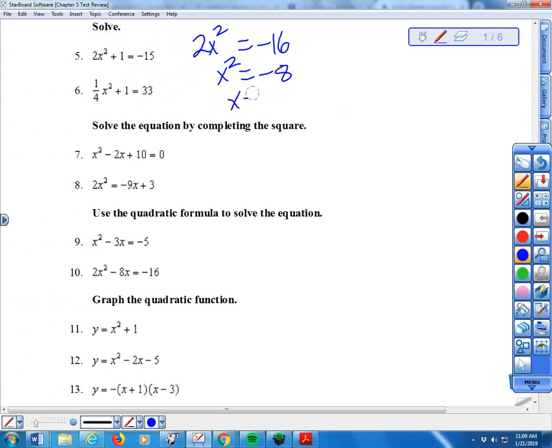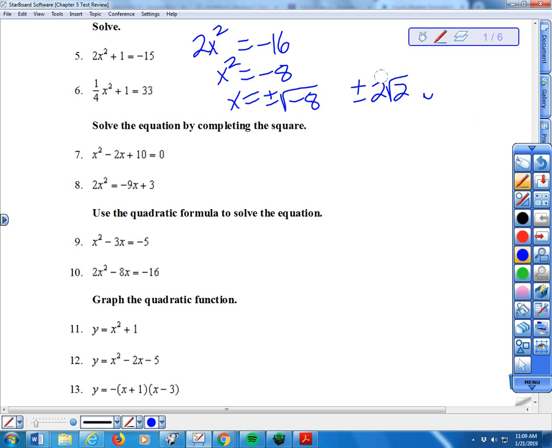x equals plus or minus the square root of -8, and I'm not done. 8 can be simplified, and the negative sign can be taken out. 8 simplified is 2 square roots of 2. And the negative just means I add an i to it. So the answer is plus or minus 2 square roots of 2 i.